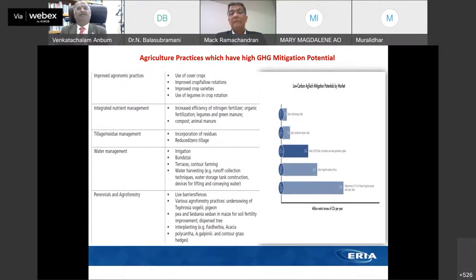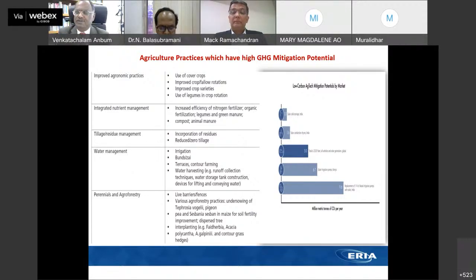So then, what are the low-hanging fruits? What are the agriculture practices which have the high emission reduction potential? And here we found basically 4 or 5 clusters of agriculture practices, for which there is a lot of literature available to substantiate it. And these are the low-hanging fruits.